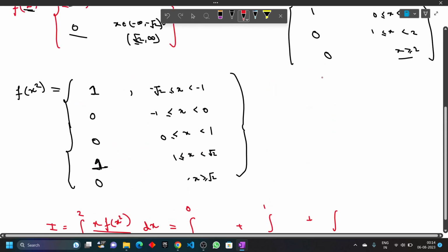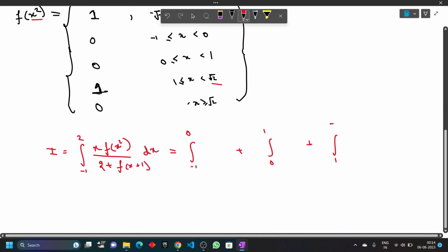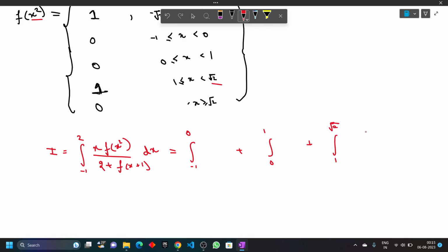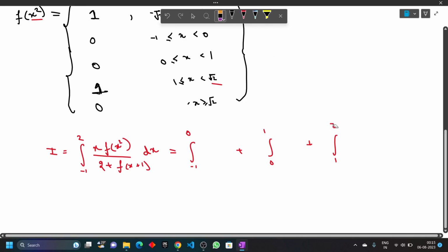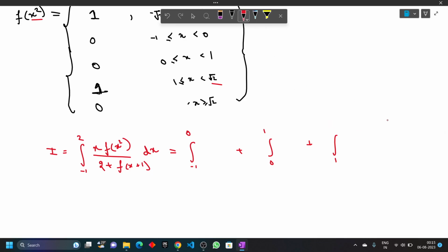Let's see, we can see that f of x square is breaking at root 2. So I'm going to include root 2 in this case, because f of x square is breaking at root 2. It's discontinuous in that case. So we will have to break the integral in order to create a proper definition of the function. Okay. So we have to break it because it's discontinuous at root 2. And afterwards, in the end, from root 2 to 2.